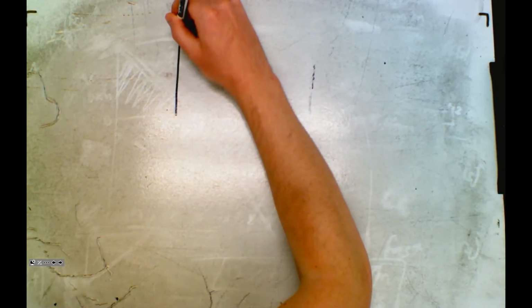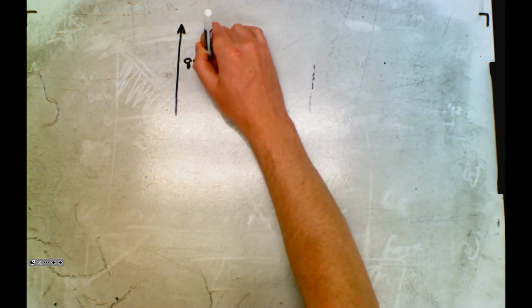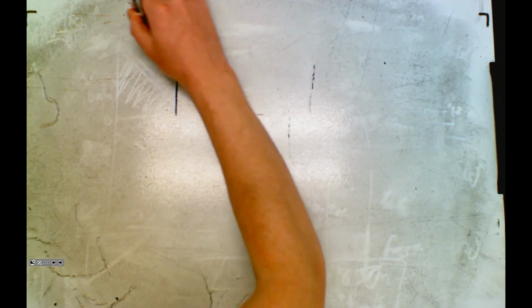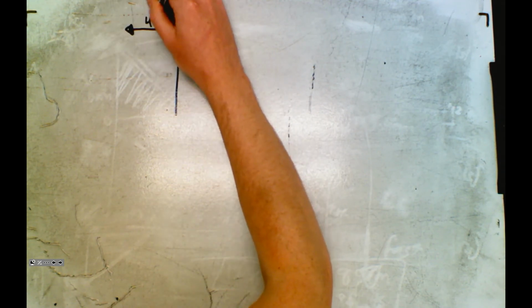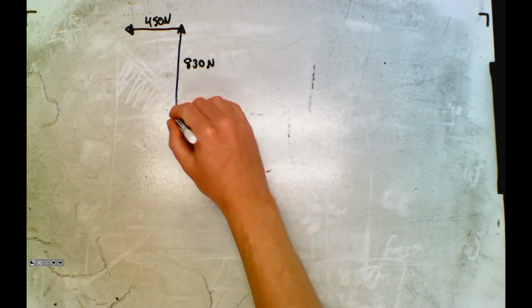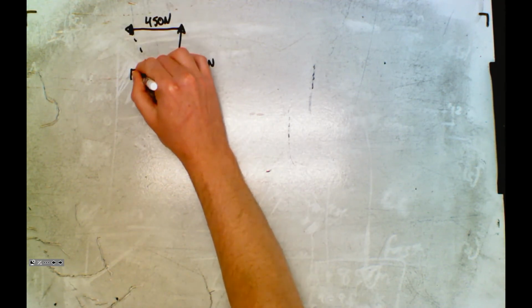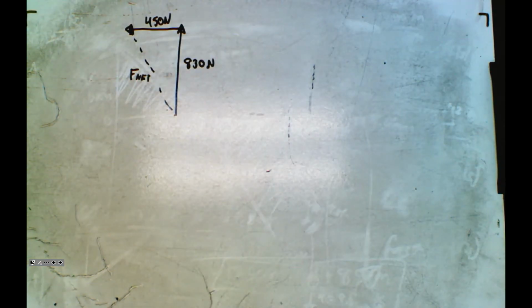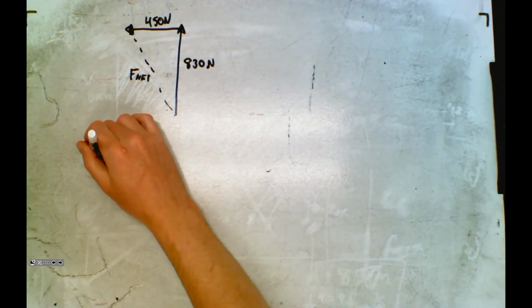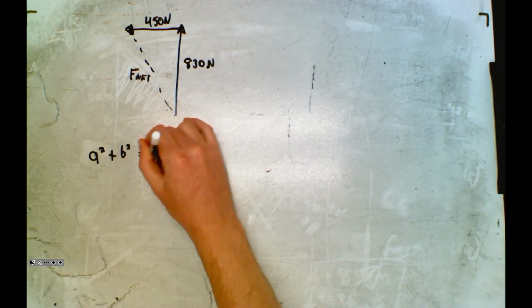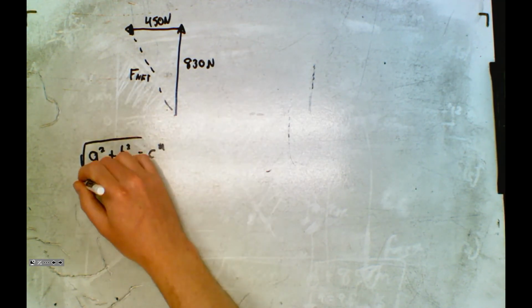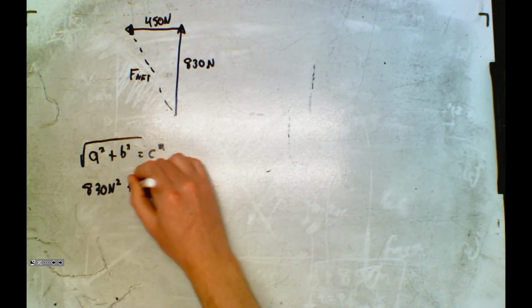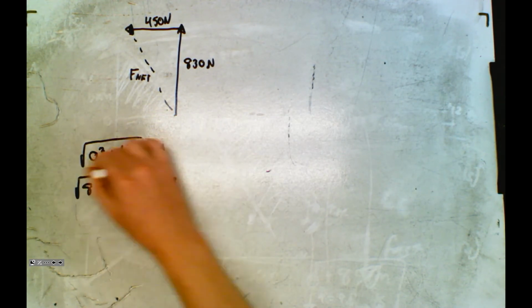So first thing we need to do is draw a tip-to-tail vector addition. So one pulls with a force of 830 newtons north. So that's 830 newtons north. And the other one is 450 west. So I draw west. Okay. To find my net force, it's finding the hypotenuse side there. So to find the magnitude, we'd go a squared plus b squared equals c squared. So it's going to be 830 newtons squared plus 450 newtons squared, all square root.